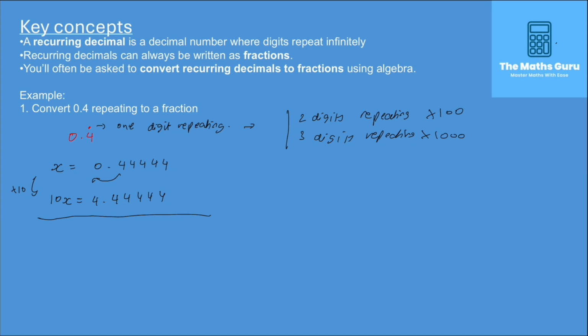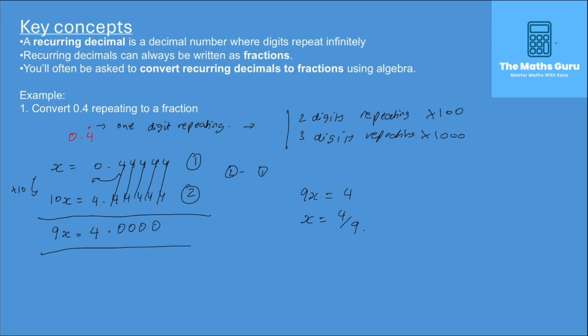Then we do equation number 2 minus equation number 1, and we get 9x is equal to 4, and all of these are going to cancel out because 4 minus 4 is going to be 0. Then we rearrange this equation, 9x is equal to 4, and solve for x by dividing through by 9 on both sides. So x is equal to 4 over 9.